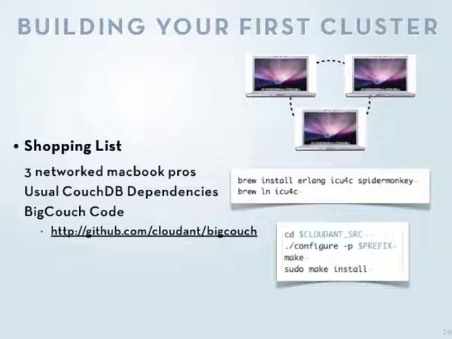But before we do, we'll talk about where you get the code and what you do to get this thing up and running. So if you have a shopping list, you need 3 computers to do this. The dependencies for BigCouch are really just the same dependencies that you have for CouchDB. You need ICU for Unicode collation, you need SpiderMonkey to run your views, and you need Erlang. Those are the basics. You can get the code from us on GitHub and do the usual configure, make, install dance.